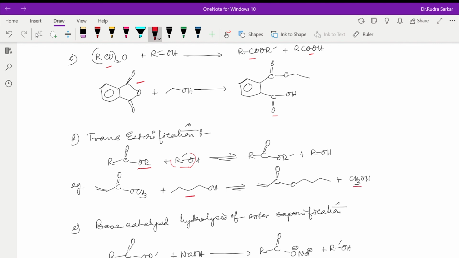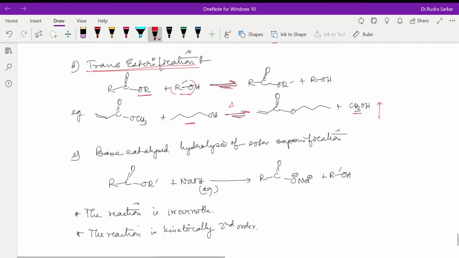So if you heat this reaction mixture, this will go away and the reaction will go in the forward direction. It will lie in the forward direction more. Otherwise, they will stay in equilibrium. This type of esterification is known as trans-esterification.